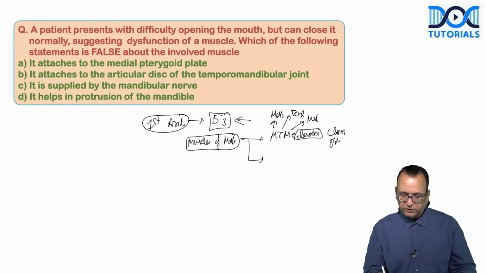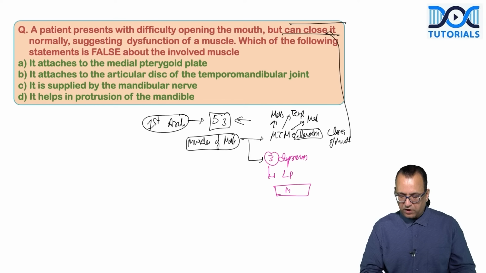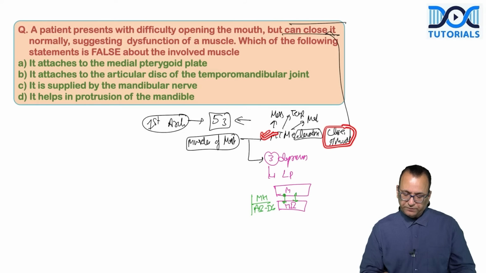But closing of the mouth is okay, as this patient is showing. The problem is with opening. So what about the openers? There are three depressors also, and the very first is lateral pterygoid. Otherwise, there are muscles connecting the mandible with the hyoid bone: mylohyoid and anterior belly of digastric. All these six muscles, the three depressors and the three elevators, are all supplied by the mandibular nerve branch of trigeminal.